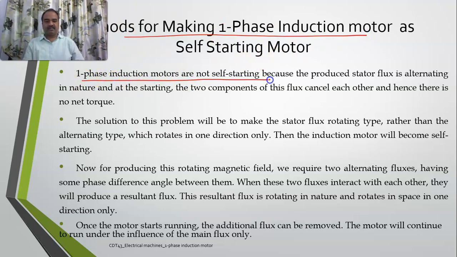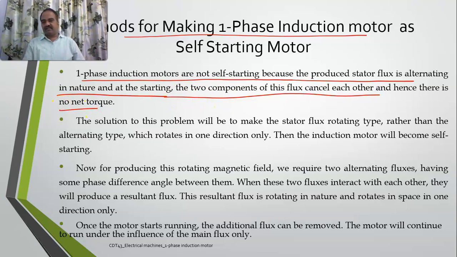Single phase induction motors are not self-starting because the produced stator flux is alternating in nature, and at the starting, the two components of this flux cancel each other, and hence there is no net torque. This is what I said, right? So the solution to this problem is to make the stator flux rotating type rather than an alternating type. In three phase, it is rotating by default, but in single phase, it is not rotating. So we should make it rotating such that it moves in one direction. Then an induction motor can become a self-starting motor.